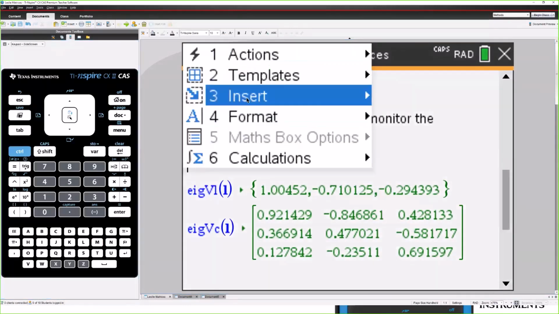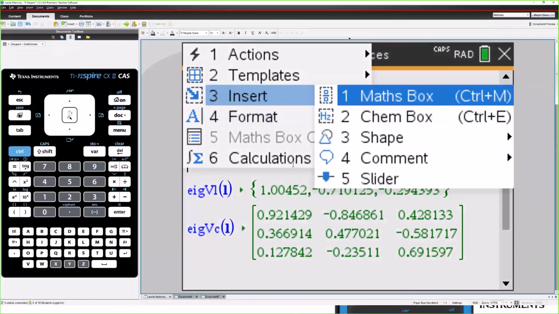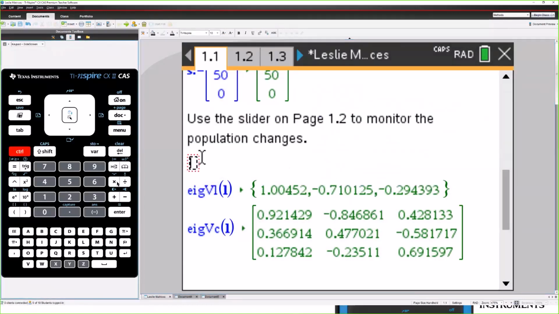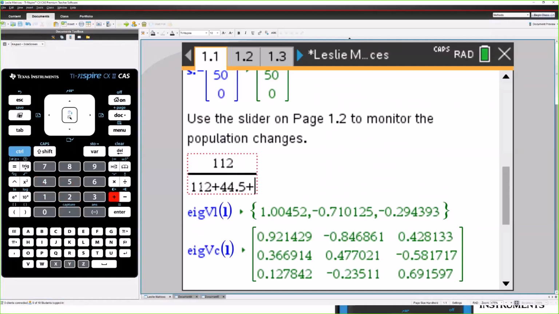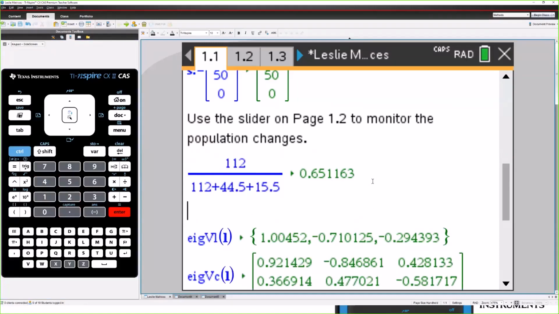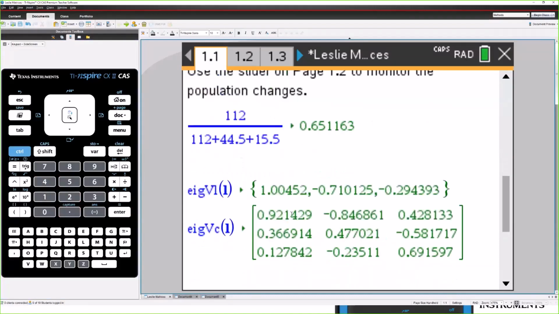Menu, insert, maths box. And I want to do a calculation, and we want to see what proportion of our population is represented by the juniors. So 112 plus 44.5. Interesting that we can have half a beetle, but anyway. And we get this. 65% of our population is comprising of junior beetles. Well, now let's have a look at these figures down here. This column, which is directly below this one.